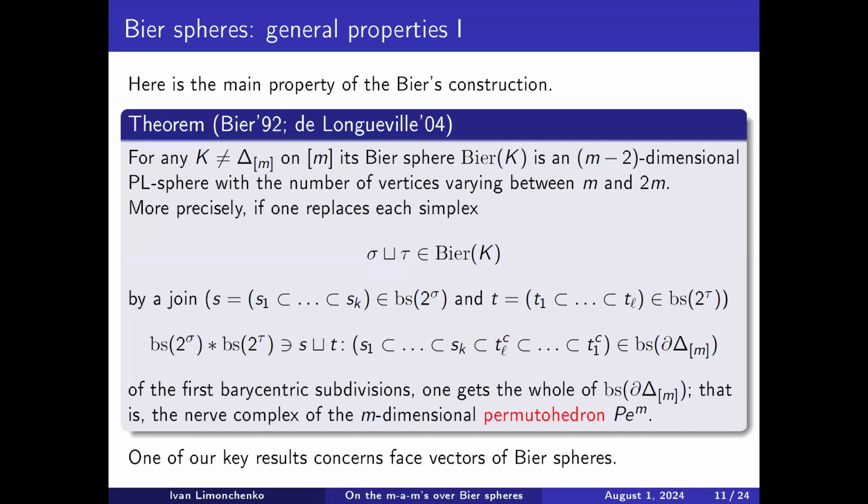We know that the barycentric subdivision of the boundary of a simplex is the nerve complex of a permutahedron, an extremely important example of a nestohedron, a flag nestohedron actually.